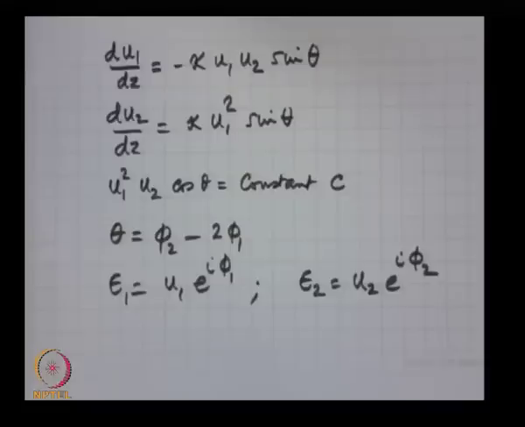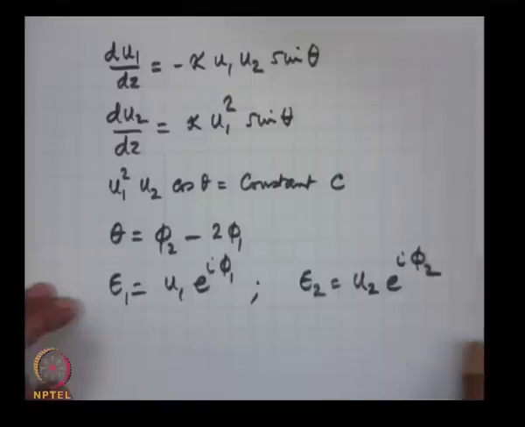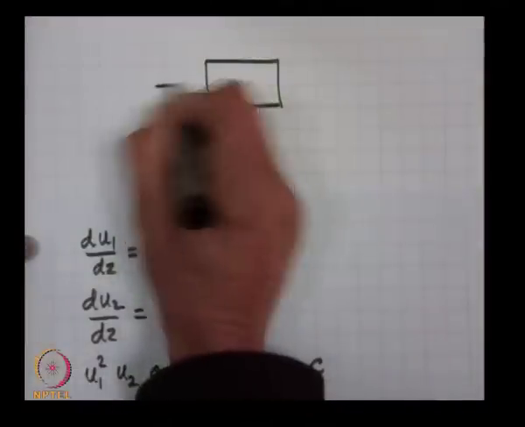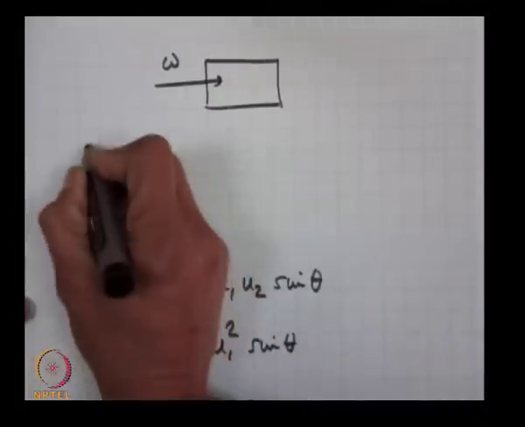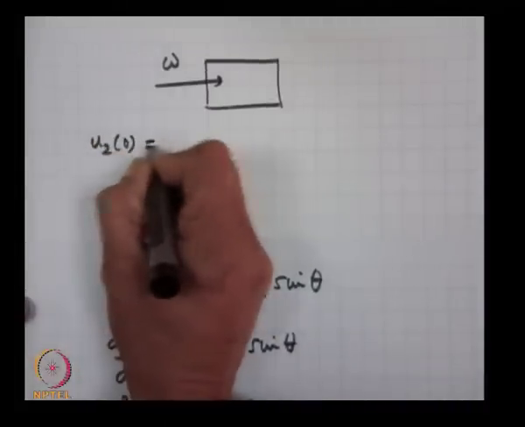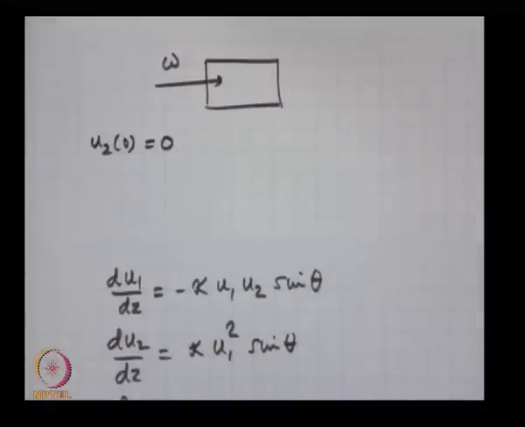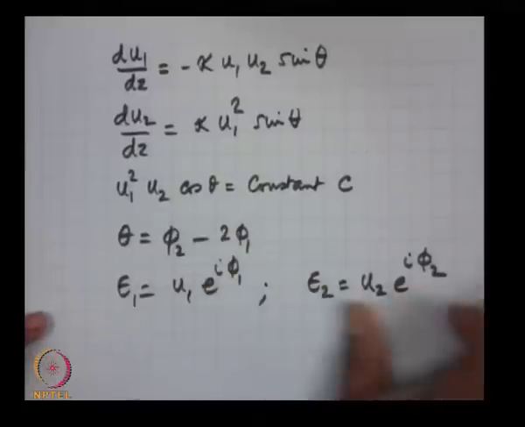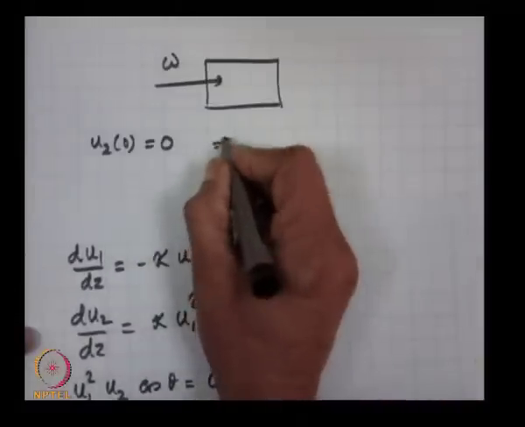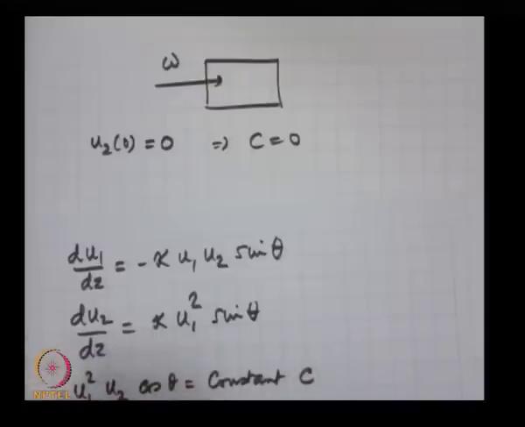Now, what we said was, for example, the first situation is when I have only the fundamental wave incident on the crystal, which means that I have a situation where you have the crystal here and you have omega incident. So the condition you immediately get is u2 of 0 is equal to 0. There is no second harmonic incident. So from this equation, this immediately implies c is equal to 0. The constant is equal to 0.